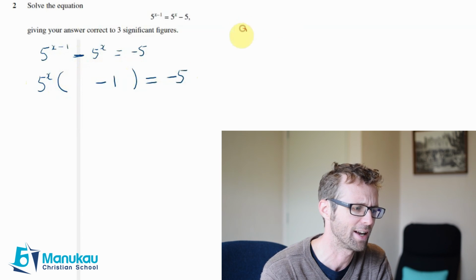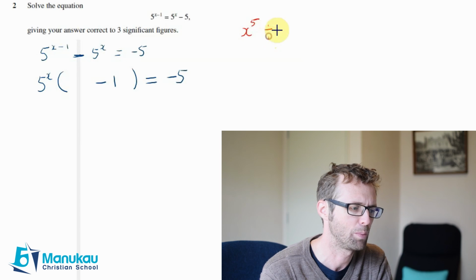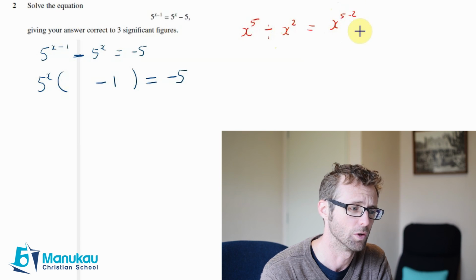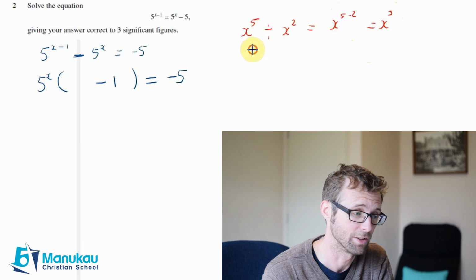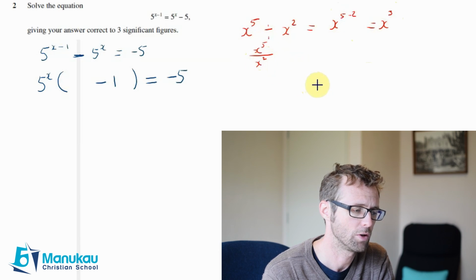So remember back in IG, you did stuff like this. X to the power of 5 divided by x to the power of 2 is the same as x to the power of 5 minus 2 is equal to x to the power of 3. And another way of writing this, of course, is x to the 5 all over x to the 2. So you learnt this. Let's apply the same logic to the scenario we've got here.